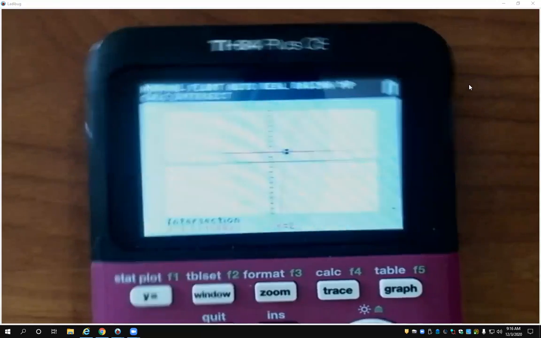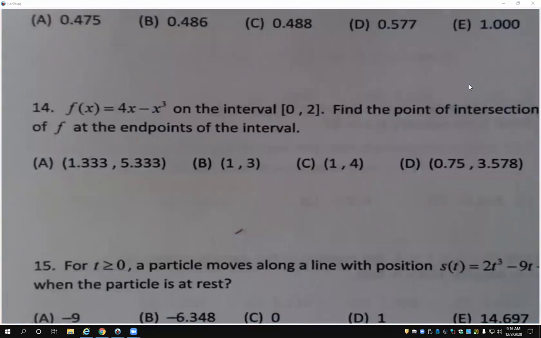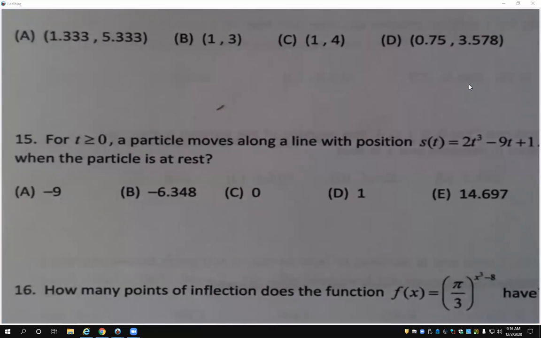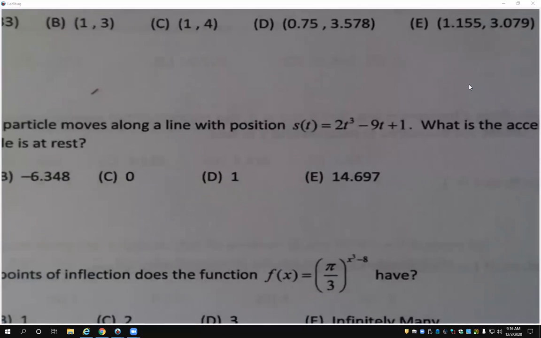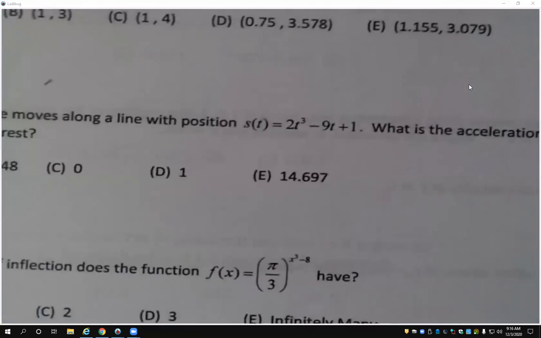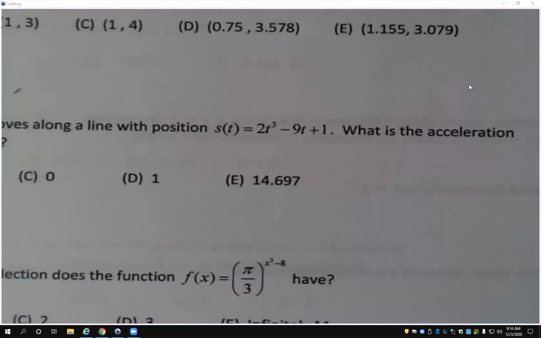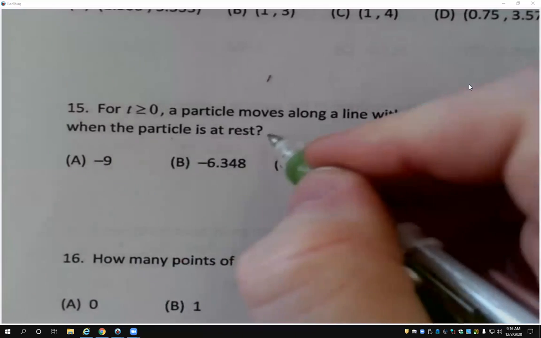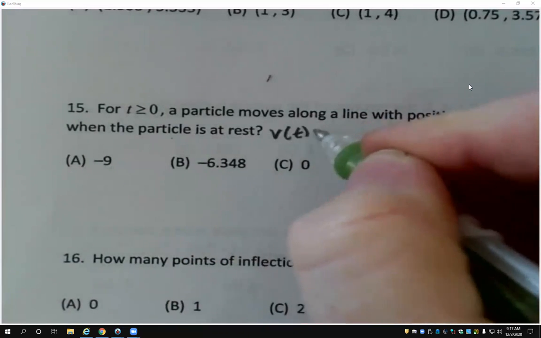All right, number 15 requires a little more than just calculator work. Number 15 is saying we have a particle moving along a line and we have its position function. What is the acceleration when the particle is at rest? That's two questions in there. The first thing is, when is the particle at rest? Which means v of t is 0.